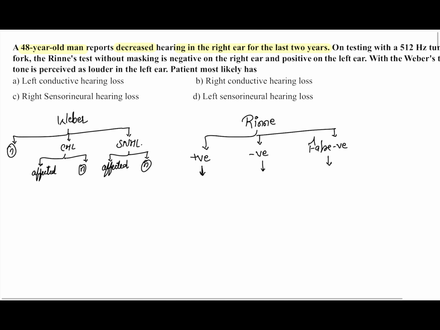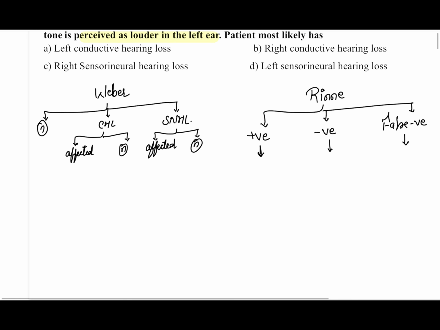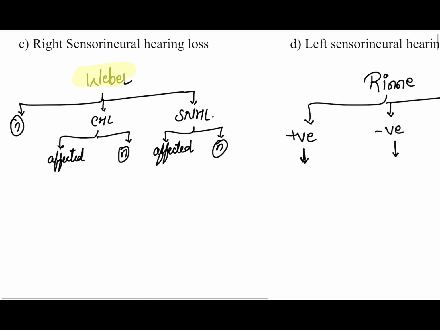last 2 years. On testing with a 512 Hz tuning fork, Rinne without masking is negative in the right ear and positive in the left ear. Weber test is perceived louder in the left ear. What is the most likely condition? So first I am coming to the Weber test.